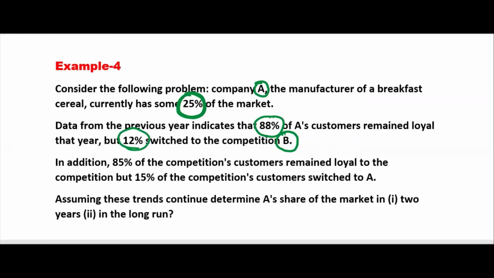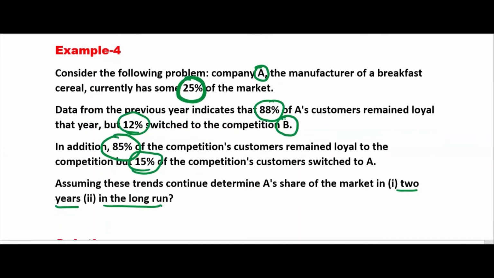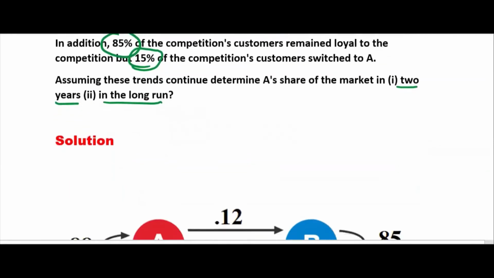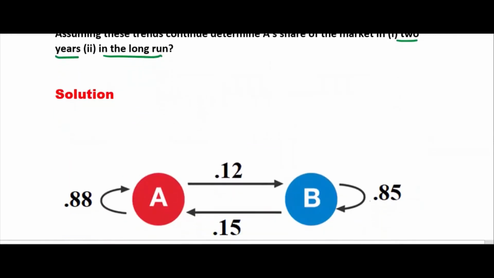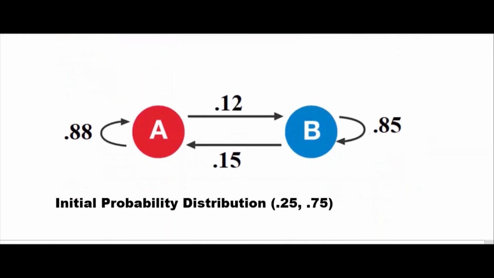That means those who are purchasing from company A will continue to purchase, most of them 88%. However, 12% will go to B. Similarly, 85% of the customers will stick to the same company B, but 15% will come to A. Now the question is, in 2 years what will happen? In the long run what will happen? This is the last problem. If you are unable to understand any of the problems, please go back to class 1 and 2, do them properly, come back here, you will be able to follow.